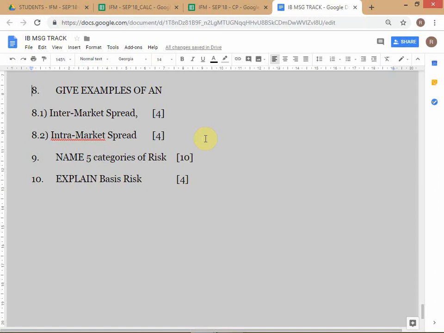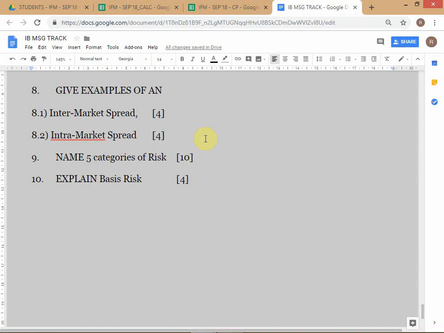Basis risk. Again, many of you were very sloppy in answering this. Maybe you understand the concept, but you were quite sloppy in answering it. So it is basically a form of spread risk or differential risk. Basis risk exists when you have positions in two related commodities, but which are actually different, not identical, but they are related commodities, where you have a long position in one and a short position in another.